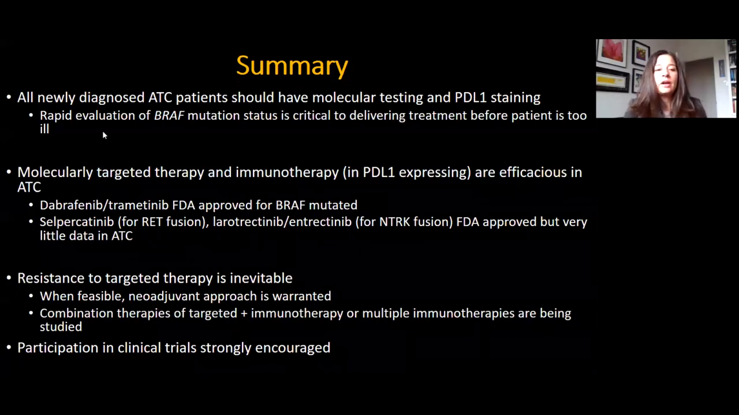So in summary, I think it's critical to have mutation testing and PD-L1 staining on all patients who are diagnosed with anaplastic thyroid cancer. And if newly diagnosed, patients should have very rapid BRAF testing, because we have very effective drugs. So we think that molecular targeted therapy plus immunotherapy is probably going to be a good therapy. Single agent immunotherapy might also be very beneficial in patients who express PD-L1, and you can have your tumor tested for that.